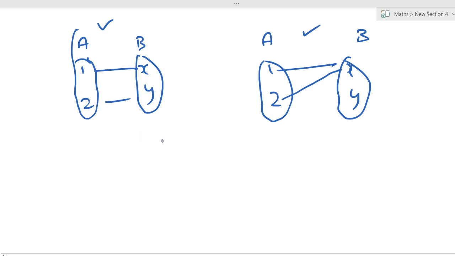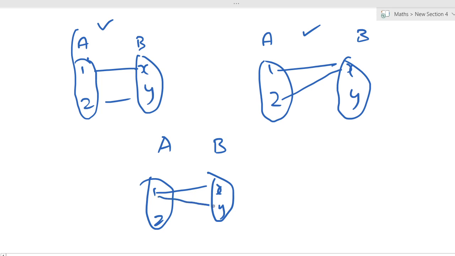But one element of A cannot correspond to two elements in B. So this is not possible.